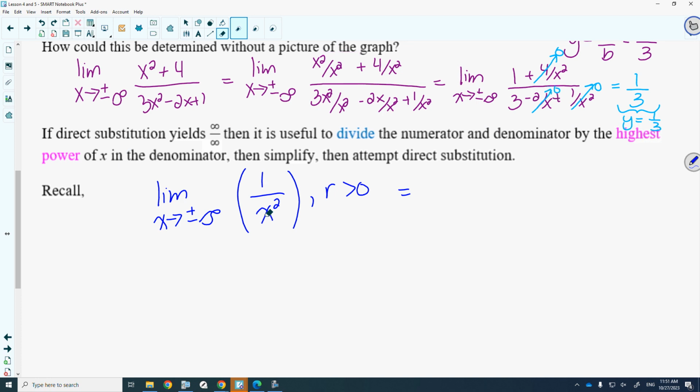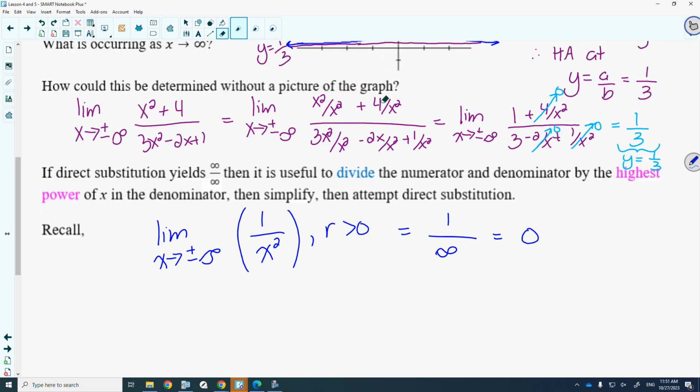1 over a big number squared, so 1 over a really big number, is like 1 over infinity. And what does that approach? What's 1 over a really big number? 0, yes. That's just showing why we said that 4 over x squared goes to 0. Because as we get to infinity, 4 over infinity is 0. That's why we're just putting 0 here. Okay?